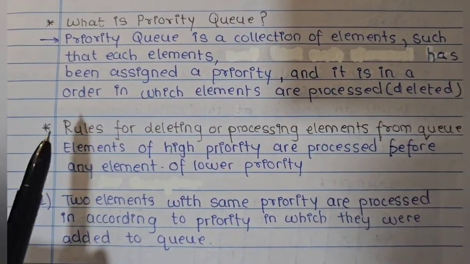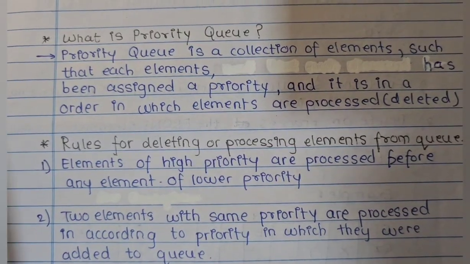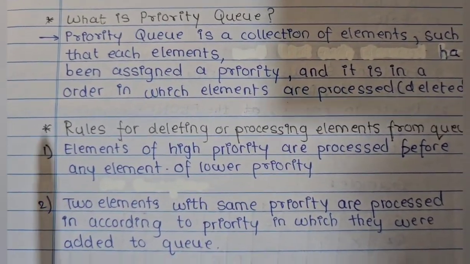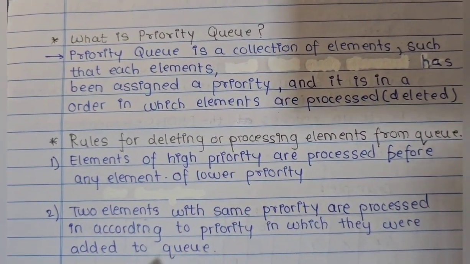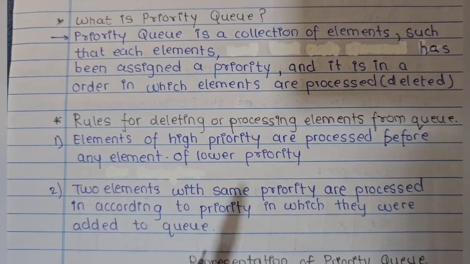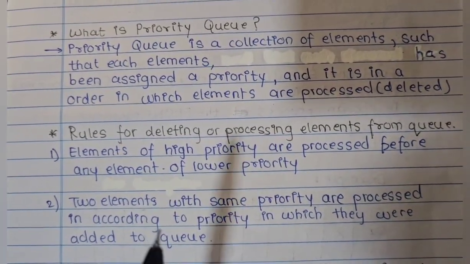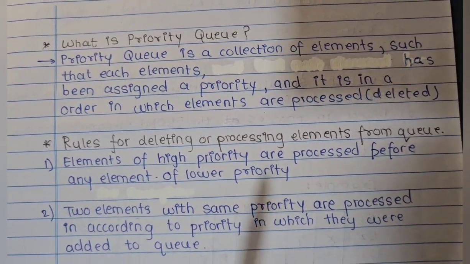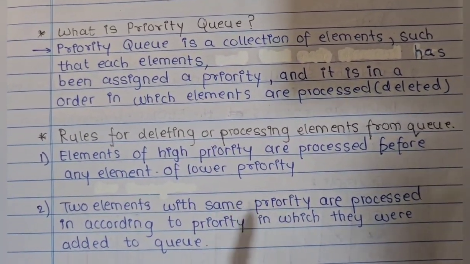Now, the rules for deleting or processing elements from the queue. There are two rules. The first rule is that elements of high priority are processed before any element of lower priority. The second is that two elements with the same priority are processed in the order in which they were added to the queue. The first rule is really simple to understand.